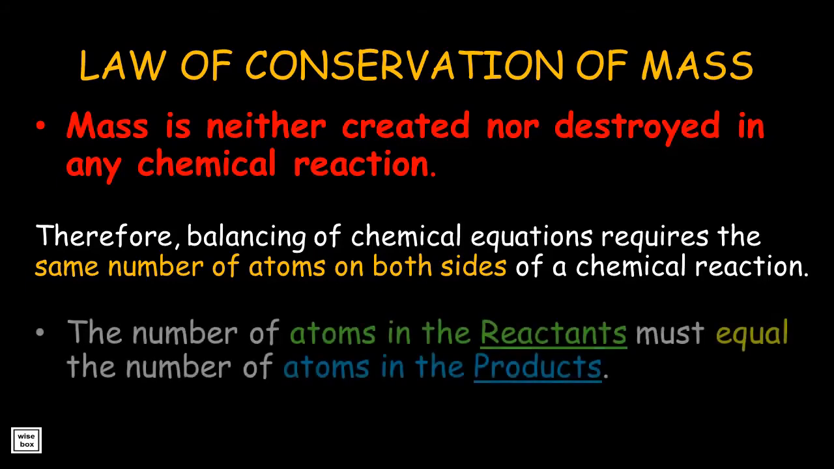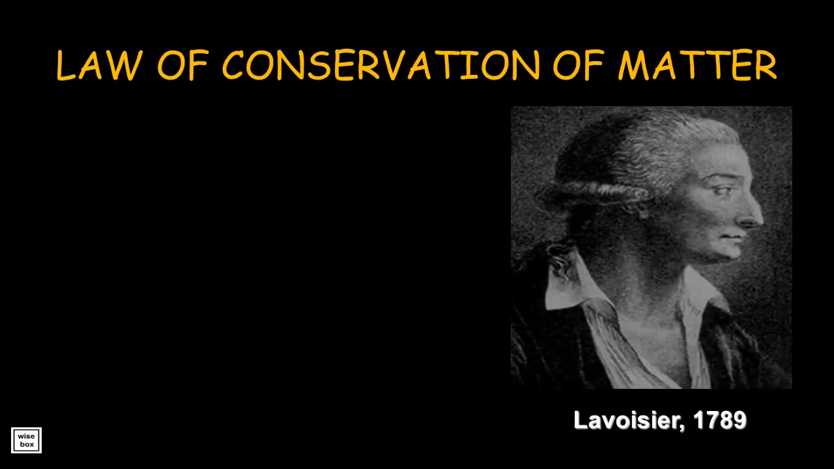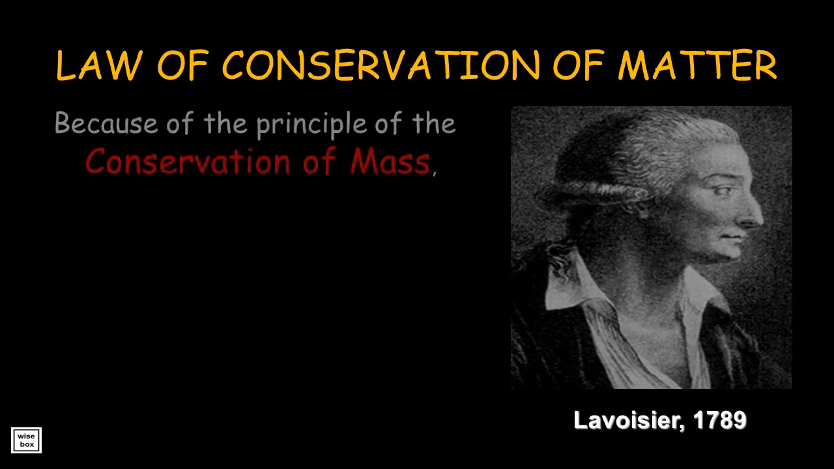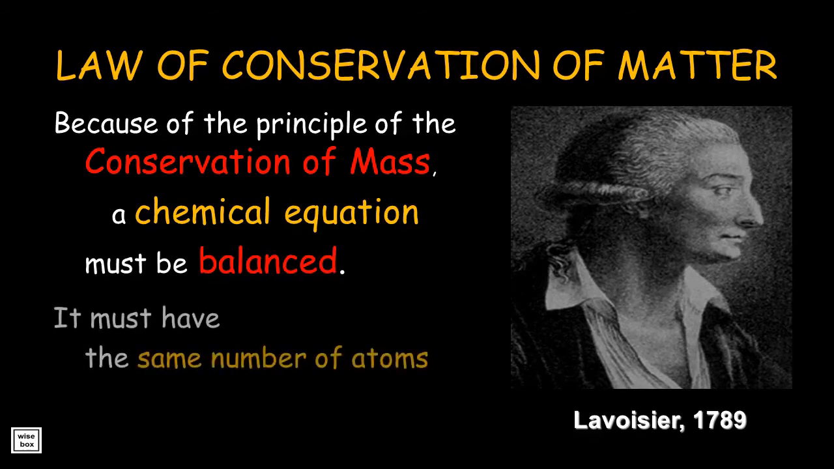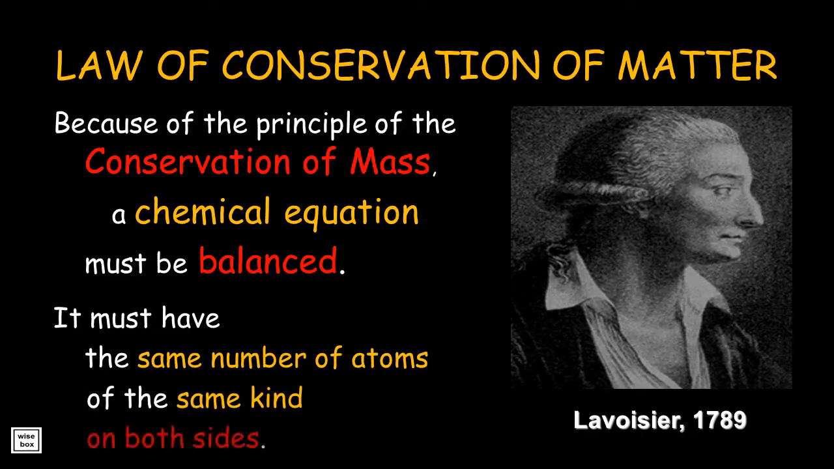The number of atoms in the reactants must equal the number of atoms in the products. It was Antoine Lavoisier who discovered the principle of the conservation of mass. It means a chemical equation must be balanced. This implies it must have the same number of atoms, of the same kind, on both sides.